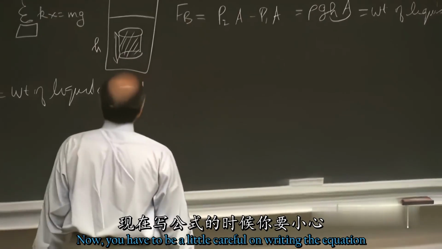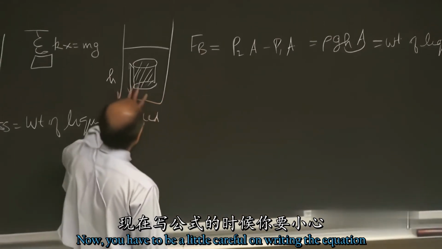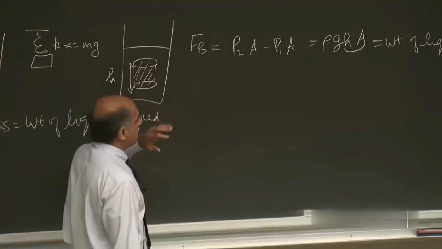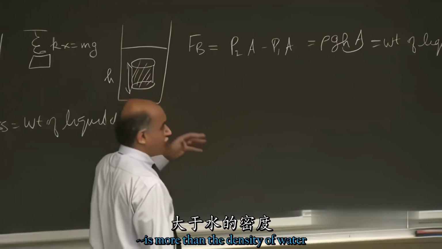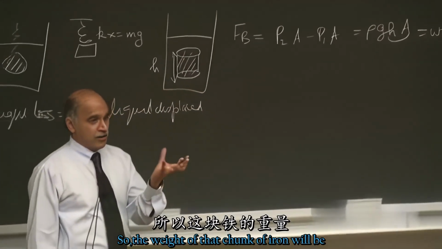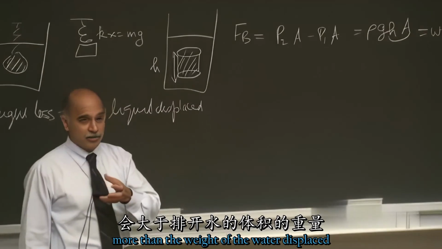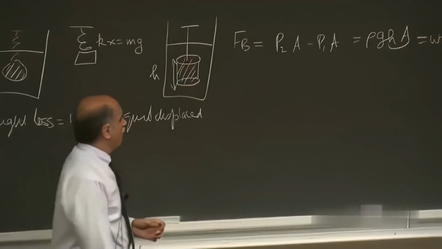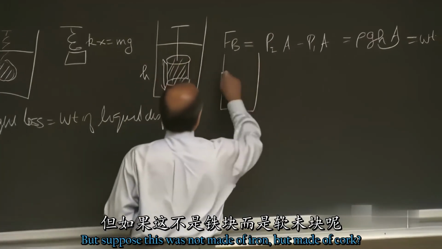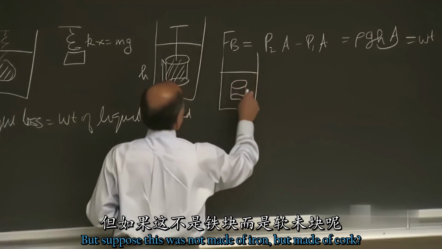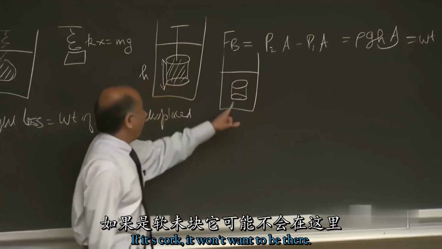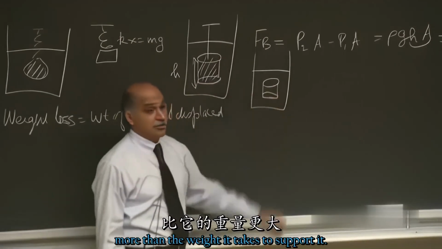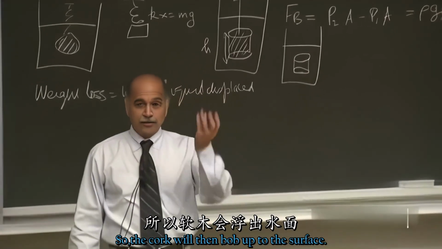Now you have to be a little careful on writing the equation, because if this was made of a material like iron, then the density of iron is more than the density of water. So the weight of that chunk of iron will be more than the weight of the water displaced. So you will have to provide a net force, and you can support it with the cable. But suppose this was not made of iron but made of cork. If it's cork, it won't want to be there, right? Because then the applied force by the water is more than the weight it takes to support it. So the cork will then bob up to the surface.